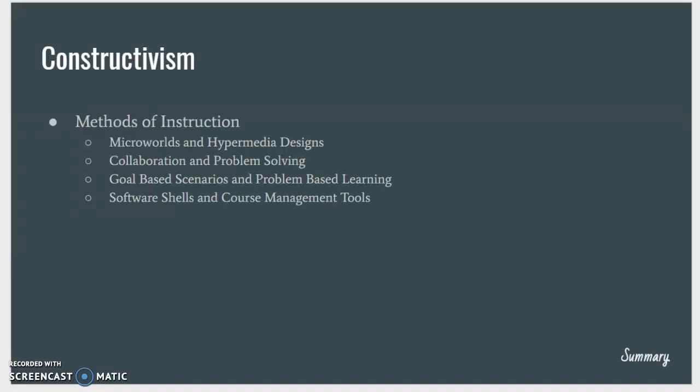Now, just like Gagné has his 9 elements of instruction, the constructivist theory has methods of instruction as well. These methods are micro-world and hypermedia designs, collaboration and problem solving, goal-based scenarios and problem-based learning, and software shells and course management tools. All of these methods involve computer programming and collaboration with others through the use of technology, which is quite different than we've seen with the other theories thus far.